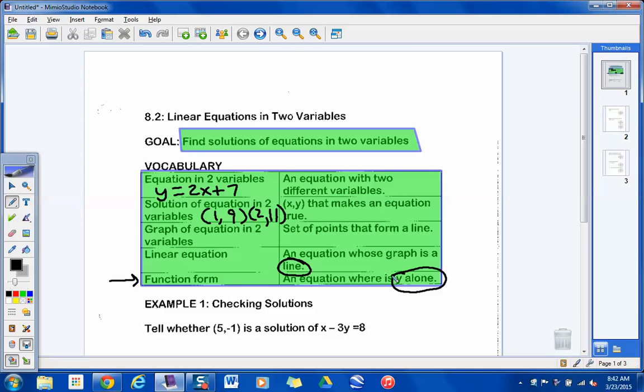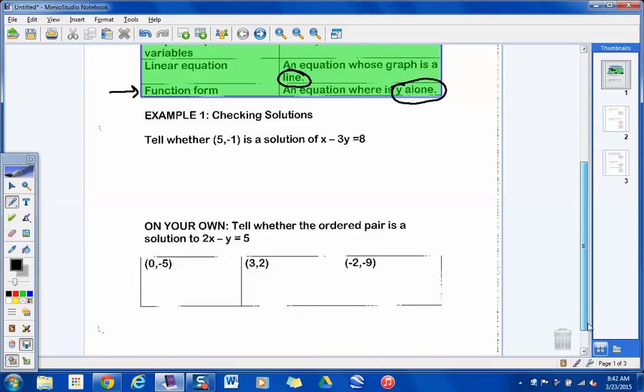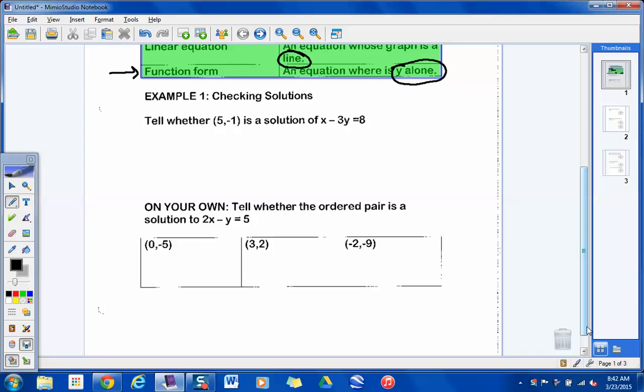First thing that they're going to ask you to start doing is to see, is a point a solution to a given equation? Okay. So in the first example up here, they want to know, is this point (5, -1) a solution to x - 3y = 8? Now keep in mind, guys, all points like this (5, -1) are written in an order that I just circled up there. The first number is going to be plugged in for what? X. And then the second number is going to get plugged in for what? Y.